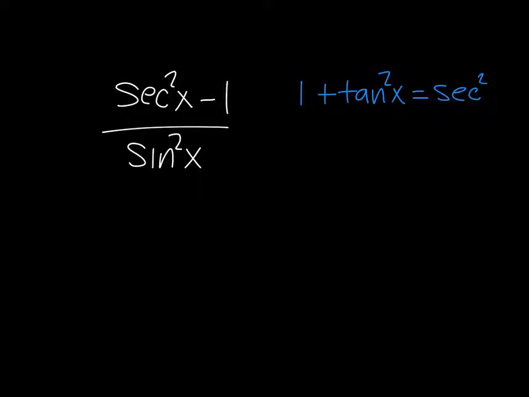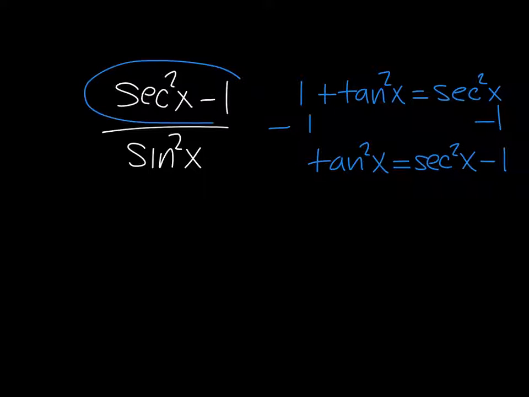If I move 1 over, now I have that tangent squared equals secant squared minus 1. So, because I saw the secant squared and I saw minus 1, it was a little bit complicated. Usually where it's more complicated is where you want to try and do something with it. So I'm going to plug in tangent squared for that.